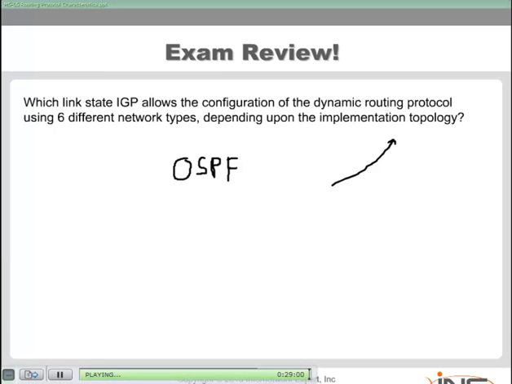Well, next up here in the CCDA course, we need to start going through and taking a more detailed look at each of the routing protocol options that we have to implement in networks today.